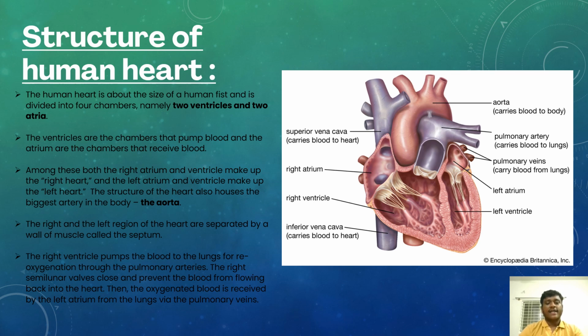Then the oxygenated blood is received by the left atrium from the lungs via the pulmonary veins. As we can see in the structure of the heart, here are the labels: superior vena cava, right atrium, right ventricle, aorta, pulmonary arteries, pulmonary veins, left atrium and left ventricle.